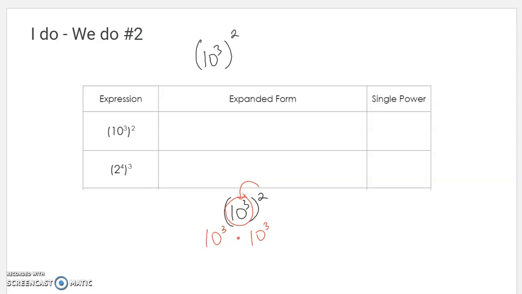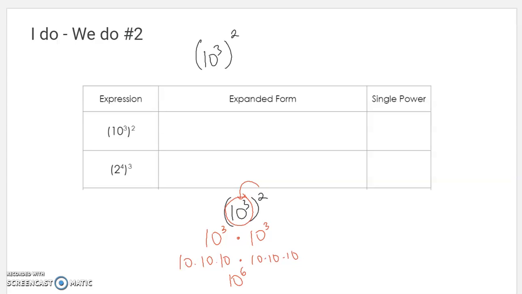And now I can go back to that thing I did on the last one and say, oh yeah, and that means this is 10 times 10 times 10 times 10 times 10 times 10, and that all ends up being 10 to the 6th power. 1, 2, 3, 4, 5, 6, 10s all multiplied. So let me do that again.